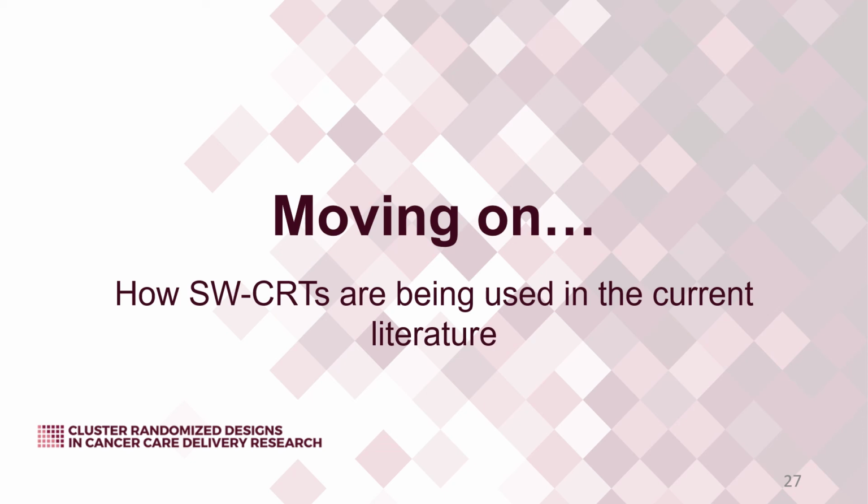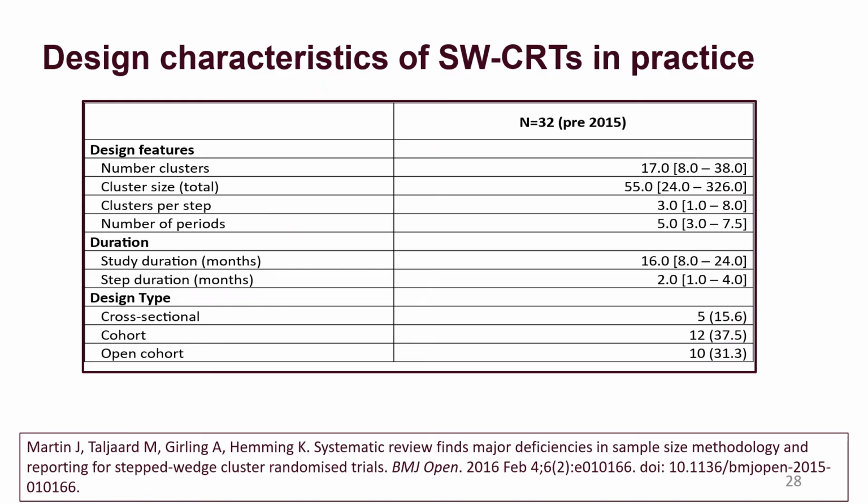Okay, so finally then, let's move on to think about how stepped wedge trials are being used in the current literature. So those are 3 examples of stepped wedge trials, but what do they look like more widely? Well, they typically, like all of the reviews that we have seen, don't include a huge number of clusters. So the average number of clusters in stepped wedge trials is just 17, interquartile range 8 to 38. The average cluster size is just 55, interquartile range 24 to 326, with a bit of variation there.